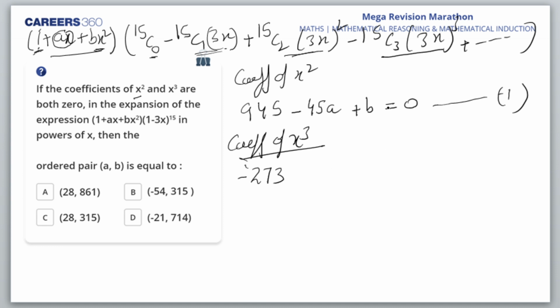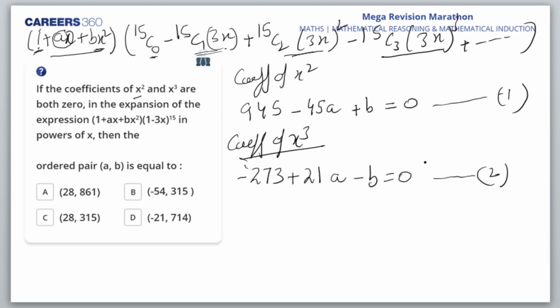Minus 273. That is 15c3 into 27 minus, it would come, then ax would be multiplied to this term and this way I'll get 21a. Okay. 21a. And then what do I get b as? Bx square will be, actually I have divided by 45 throughout. So I'll get minus b. I've divided this equation already by 5. That's how I am getting this equation. Okay, students? So this is the second equation I get.